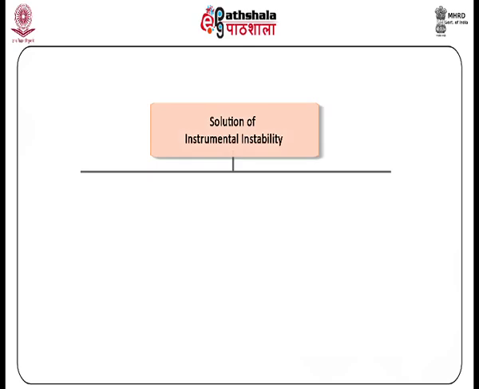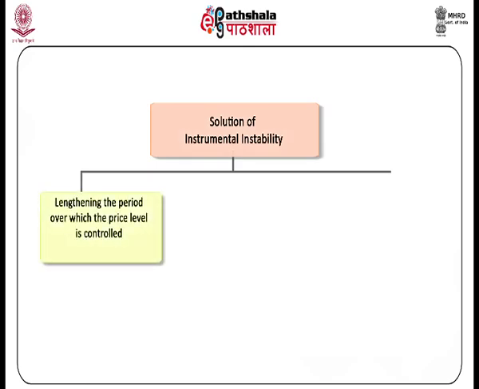This problem can be countered most easily by lengthening the period over which the price level is controlled, so that the price level is targeted to achieve a growth rate of, say, 3% over 4 quarters, but its quarter-to-quarter growth rate is not constrained further.